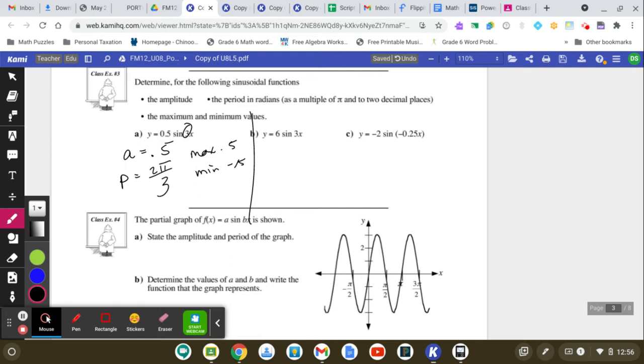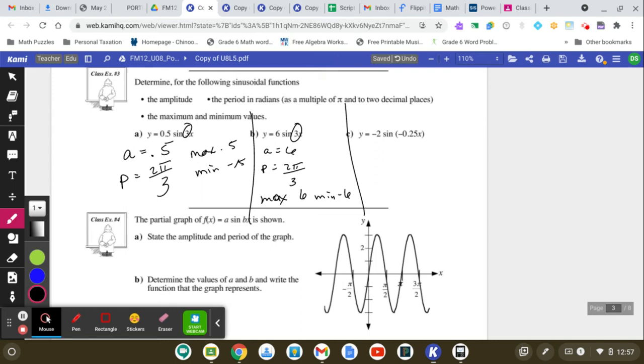Okay, y equals 6 sine of 3x. Is everybody with me? 6 sine of 3x. What's the amplitude? 6. What's the period? That's all you're supposed to do. 2 pi over 3? Yeah, that's good. The period is also 2 pi over 3. So the amplitude is 6. Period is 2 pi divided by that b, which happens to be 3. And what's the maximum value we're going to get on this question? 6, and the minimum? -6. Very good. Let's do letter C.